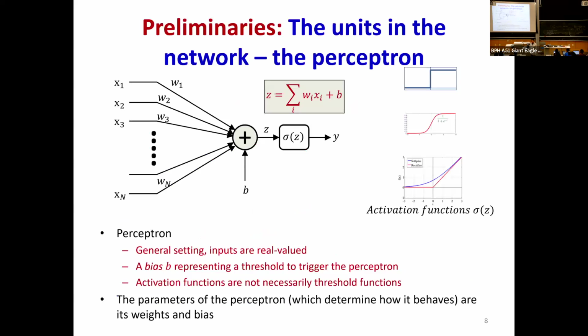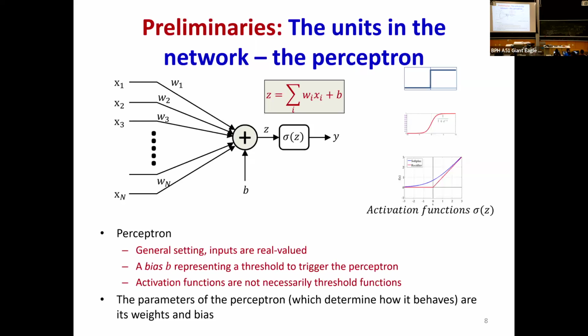Now, here's how we had defined the network. It was a network of very simple units, and the most basic unit was the perceptron. And can you close now? Thank you. So the perceptron we saw was this unit which obtained a bunch of inputs.